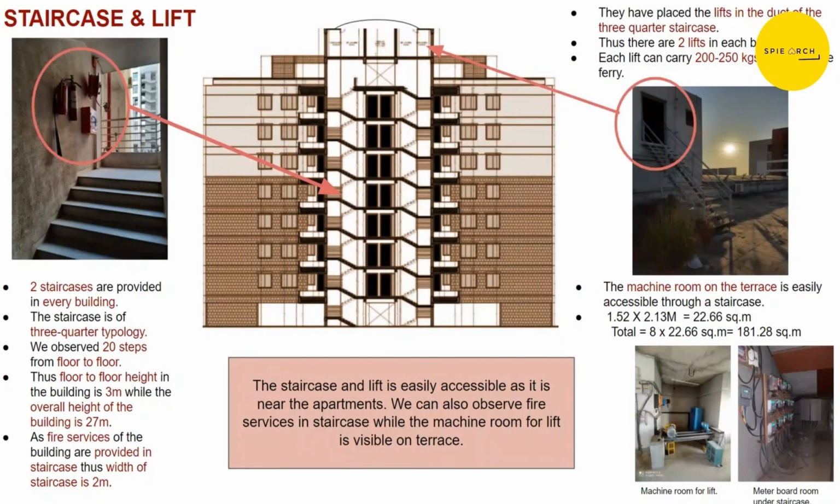Fire services are also provided within the staircase of the building, and because of the services given, the width of the staircase is 2 meters. There are two lifts in each apartment, and they can carry 200 to 250 kgs of load in one ferry. We can also access the machine room on the terrace. We have provided some images of the machine room.